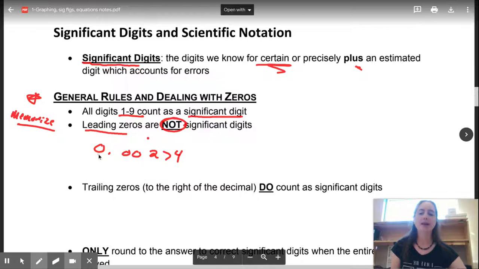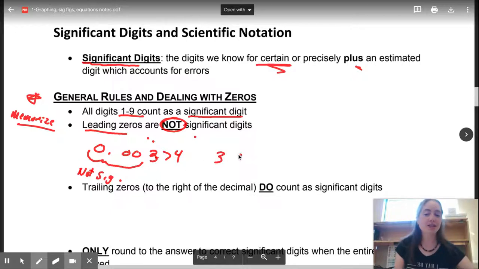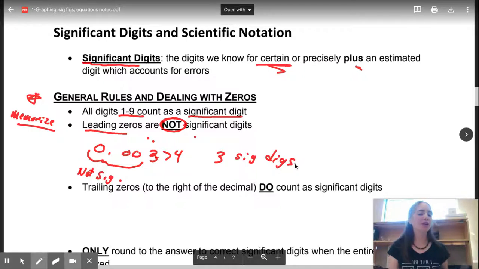0.00274, these zeros are not significant. Okay? So, how many significant digits? I said 3, didn't I? Yeah, I said 3 and wrote 2 because Monday, even though it's Thursday. So, what we've got here, how many sig digs? 3. 1, 2, 3 sig digs. Okay? Sometimes you'll hear significant digits also called significant figures or sig figs.